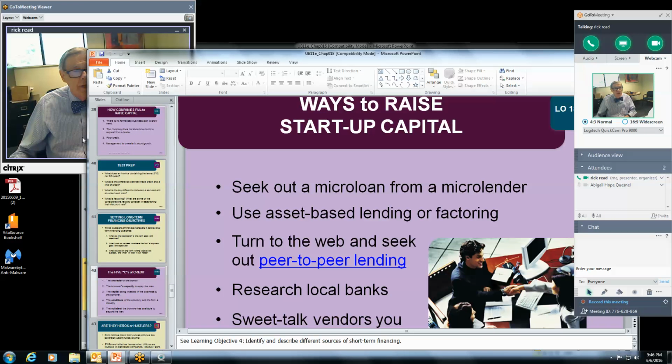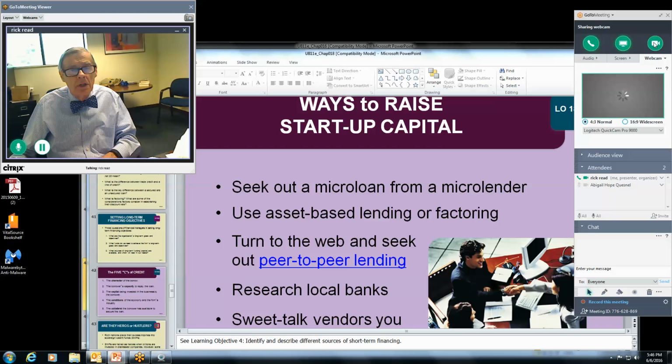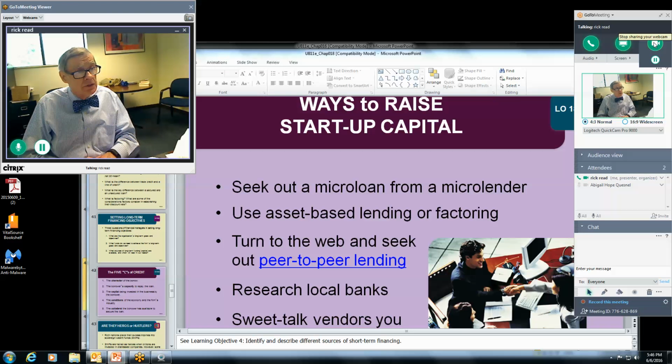Ways to raise startup capital: look for a business that's into microloans. They may not be traditional lenders like a bank or a savings and loan, but they do make things available. There's a thing called peer-to-peer lending. Obviously, talk to the Small Business Administration. They can put you in contact with these people. Look at your local banks. Some local banks will lend. A lot of local banks will do that, especially in small communities. And that's what they're in the business for, more so than large banks that really don't like to do that.